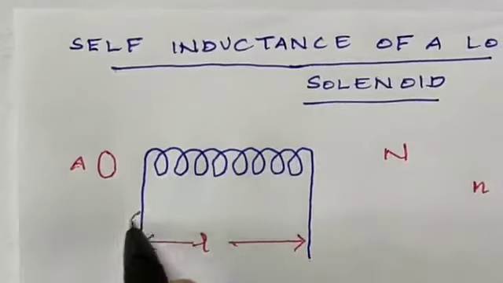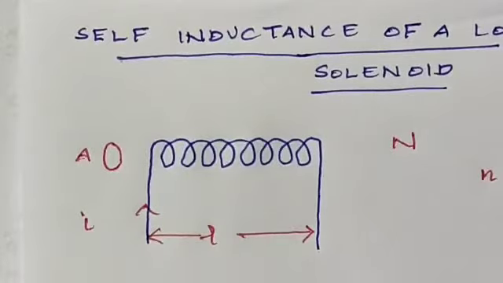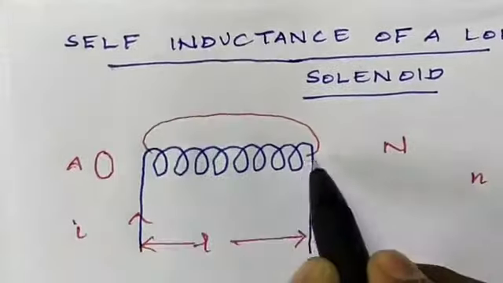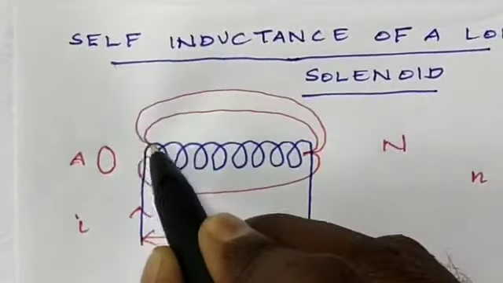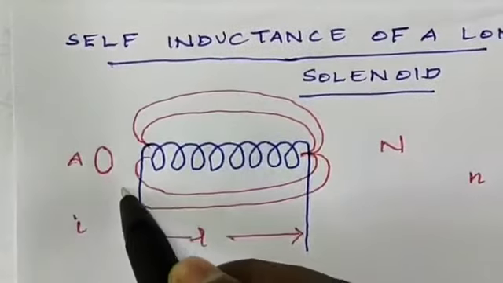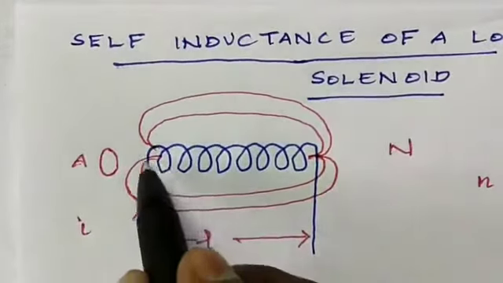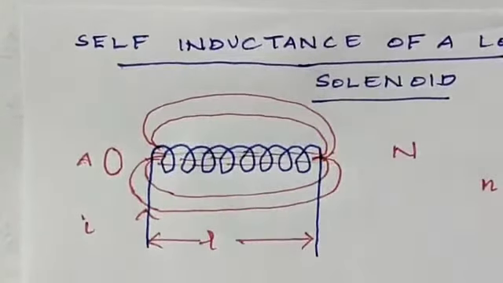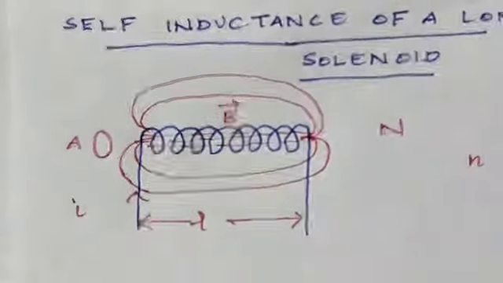Now, current passing through the solenoid produces a magnetic field. That means it is almost a uniform magnetic field. The direction is along the axis of the solenoid. So it is almost a uniform magnetic field.